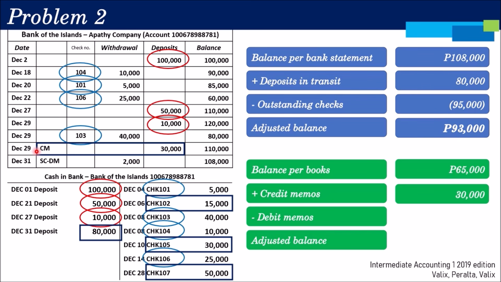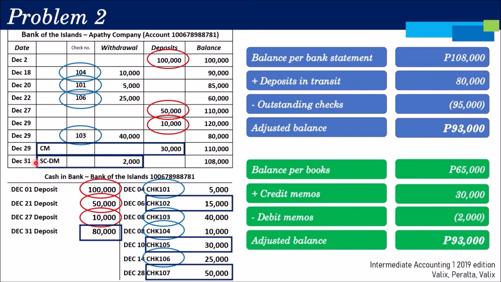Tapos, meron pong debit memo naman. May nakalagay dito, SCDM. Ibig sabihin, debit memo na dahil sa service charges. So, chinarge daw po tayo ng bangko ng 2,000 pesos. So, debit memo po is 2,000. Our adjusted balance is 93,000.